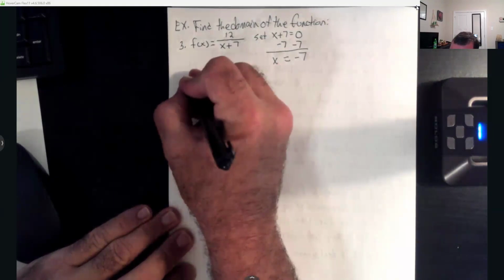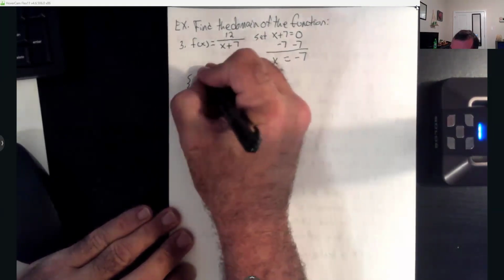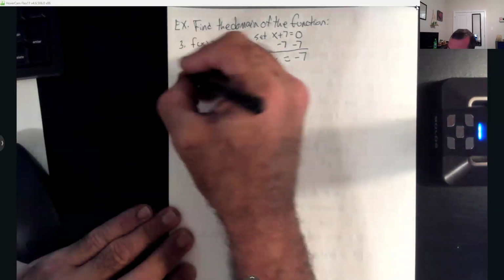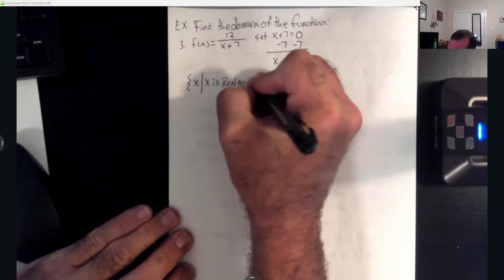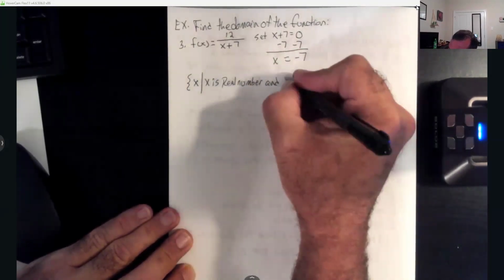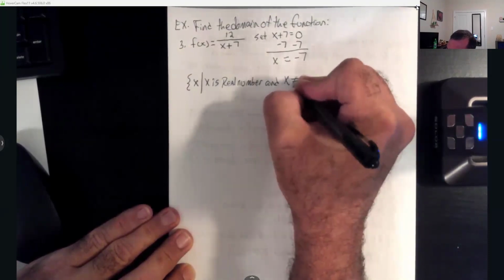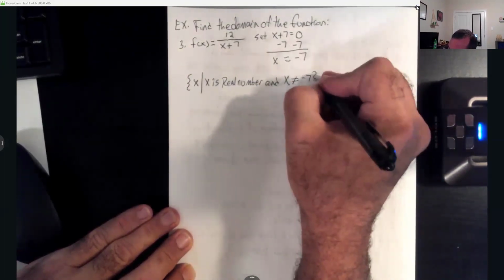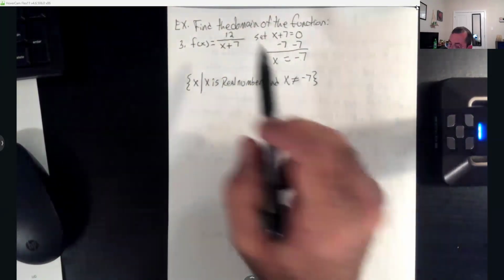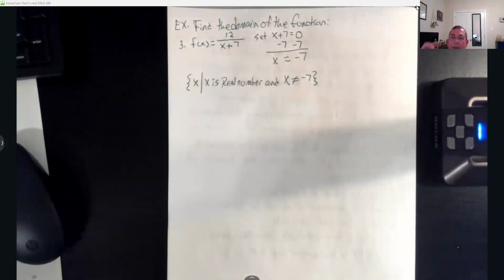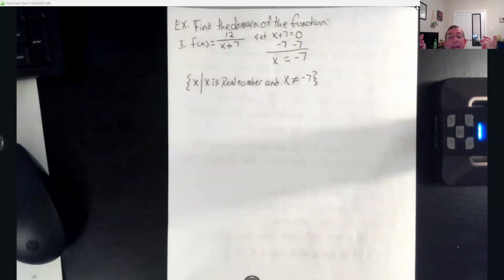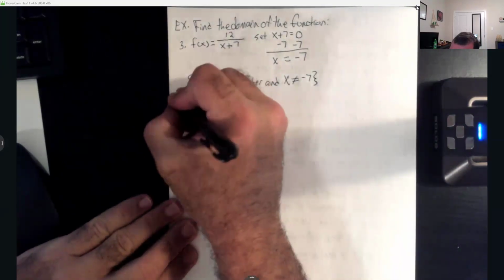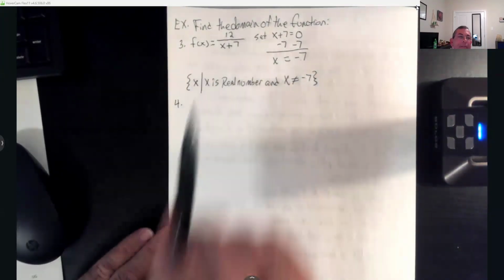So our domain will be x such that x is a real number and x cannot equal that -7. And that's the only number I can put in for the x to make that 0. Any other number I can put in for the x, I'll get a number down there. I can take that 12 and divide by any of those numbers, okay? So the only thing I was concerned about was a -7 on that one.